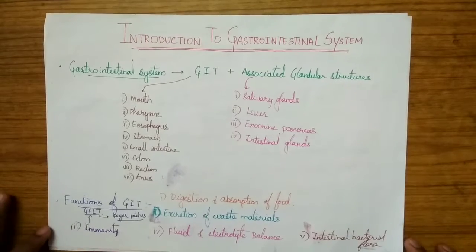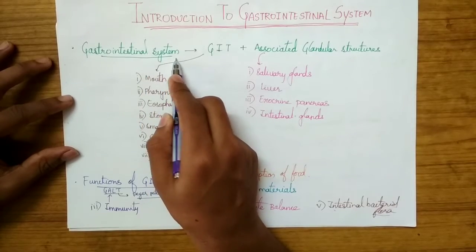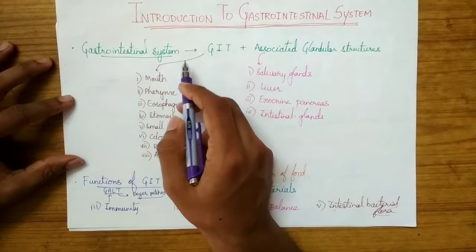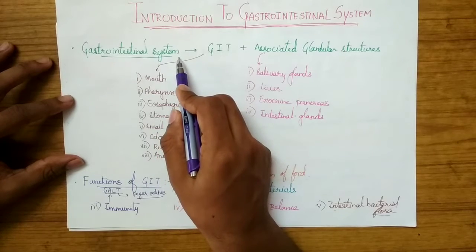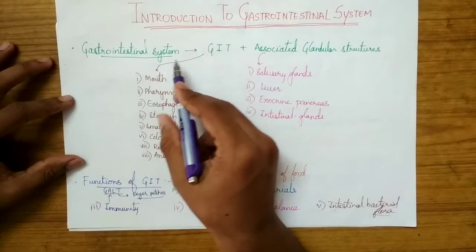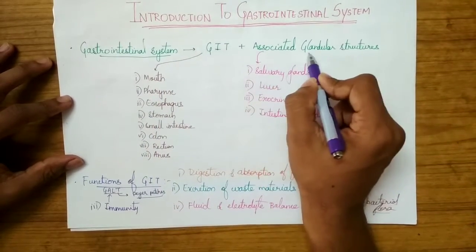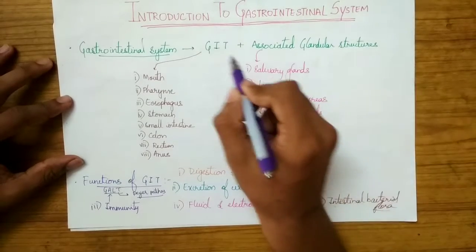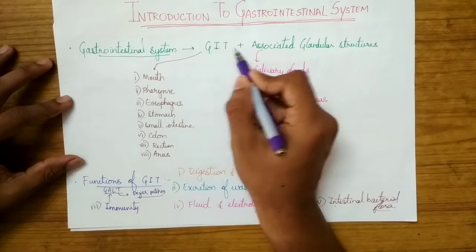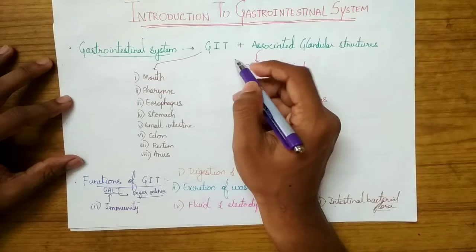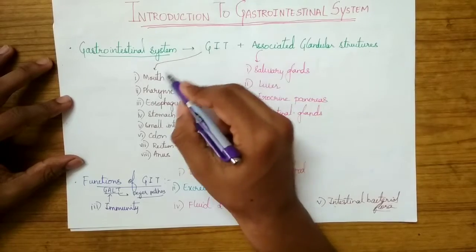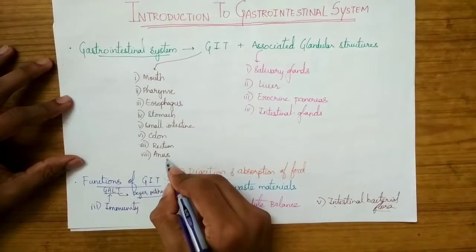So let's start. What is the gastrointestinal system? It is the system of the body which deals with the digestion and absorption of the food in our body. So it consists mainly of the GIT or gastrointestinal tract plus the associated glandular structures. The GIT means nothing but the tract through which the food goes from the mouth and is excreted through the anal canal.